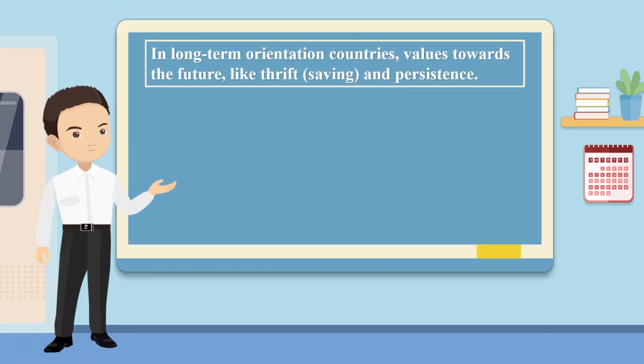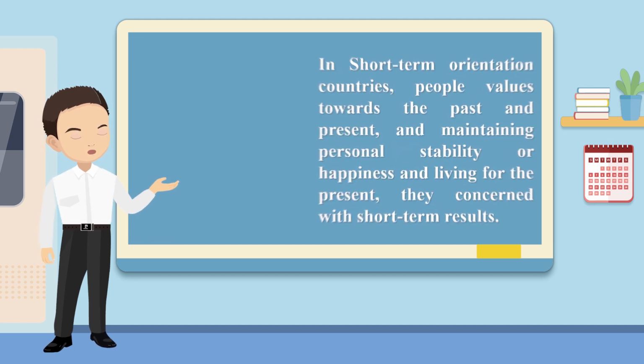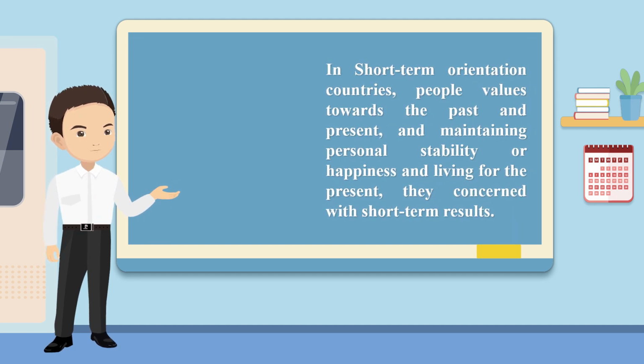Fifth, it is long-term orientation versus short-term orientation. In long-term orientation countries, people value the future, like thrift, saving, and persistence, such as Japan, a country with a long-term vision for investment. Annual profit is not important, but the most important thing is the progress year after year to achieve a long-term goal.